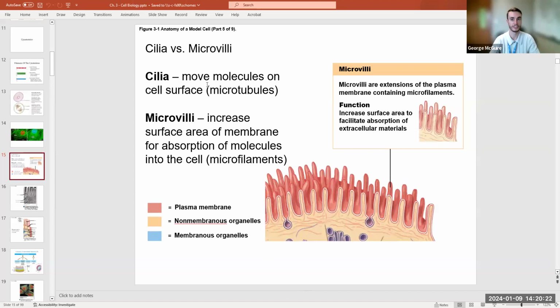Another distinct difference here: the moving version, these cilia are made up of microtubules, and then they're not necessarily stiff, but they aren't actively moving themselves. Those are made up of those actin microfilaments. Okay.